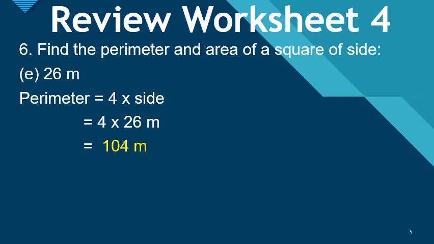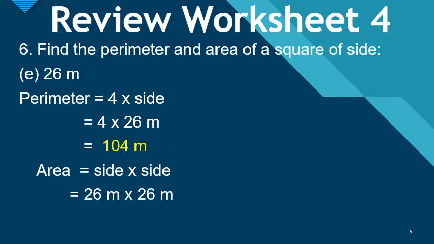So children, we know that area of a square is equal to side multiplied by side, and it is given in the question that side is equal to 26 meter. So 26 meter multiplied by 26 meter, which is equal to 676 square meter. So children, the area of a square of side 26 meter is equal to 676 square meter.